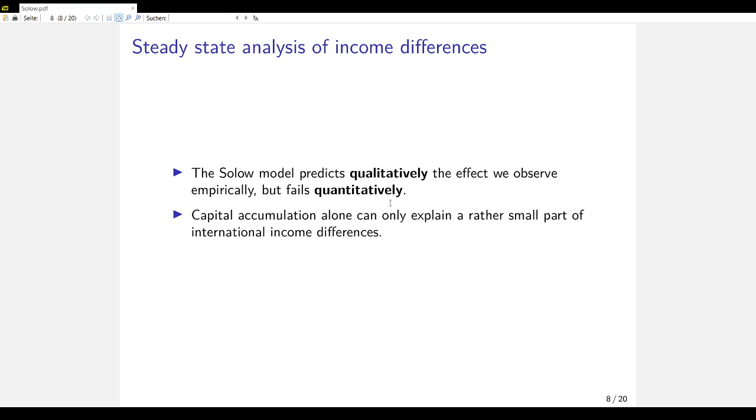And then we can put the things together. We can use educational differences and differences in the saving rate to explain an already larger part of the actually observable differences across high-income and low-income countries.